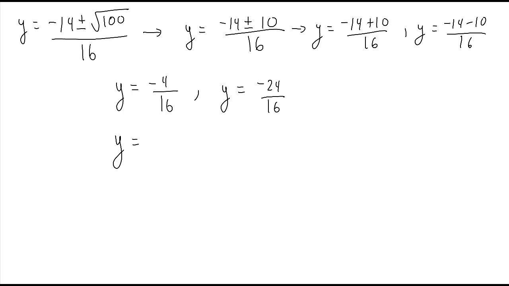Negative 4 over 16, those are both divisible by 4, so divide them both by 4 and get negative 1/4. There's our first solution. 24 over 16, those are both divisible by 8. So divide those both by 8, I get negative 3 over 2. So negative 1/4 and negative 3 over 2.